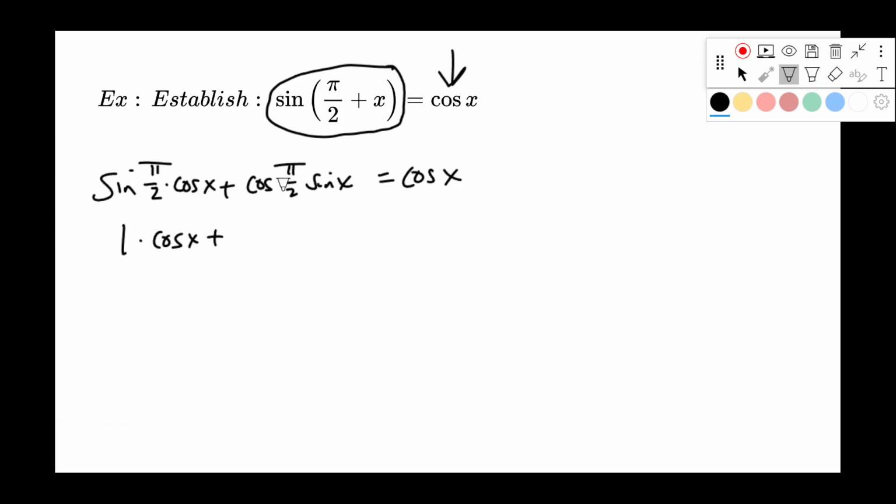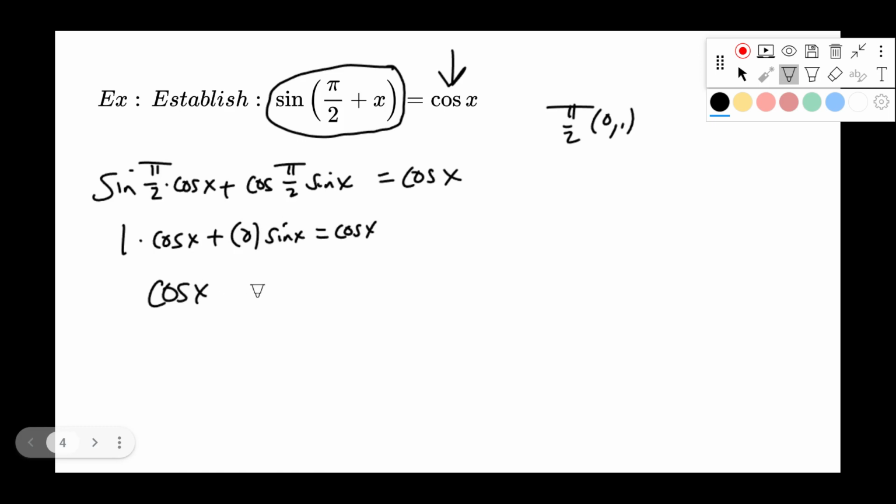Cosine pi over 2: 0, 1 is the point at pi over 2, so cosine is the x-coordinate. That's 0, times sine x, equals cosine x. 0 times sine is 0. 1 times cosine is cosine. Hey, we did it. Cosine x is, in fact, cosine x. So whenever you see something that looks like a sum or difference identity, and you want to try to establish the identity, you should use it. It's definitely a clue that you should use that identity and then see what happens.